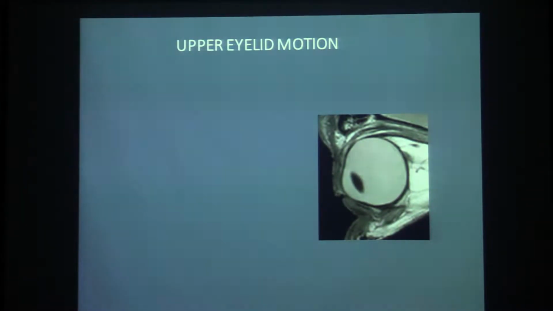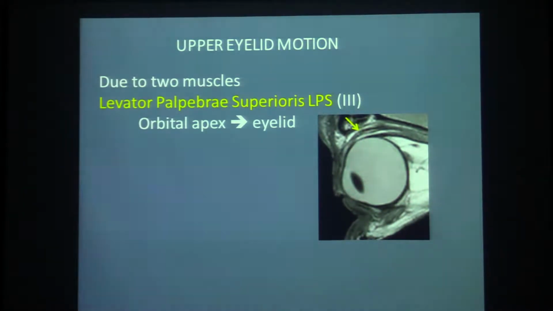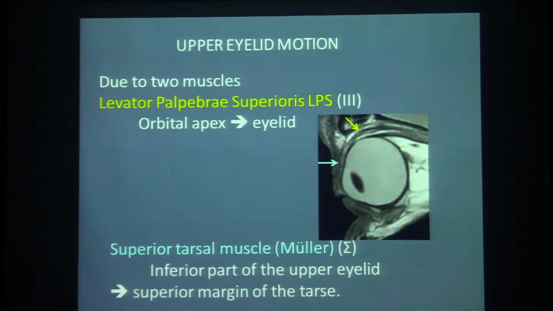So just a little word about upper lid motion. The upper lid motion is due to two muscles. The biggest one is the levator palpebrae superioris, which comes from the apex of the orbit and goes to the lid, and which is innervated by the third cranial nerve. The other one is the superior tarsal muscle, also called the Muller muscle, which depends on the sympathetic. It goes from the inferior part of the tarsus to the superior margin of the tarsus. It is this little muscle you can see here.